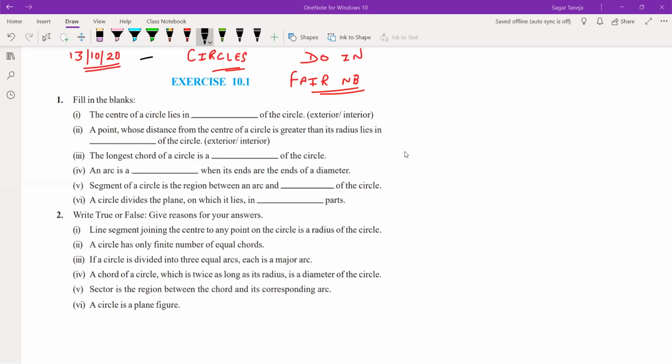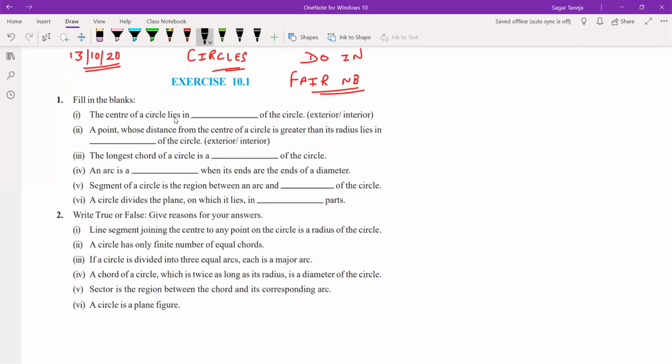By that time, read the fill in the blanks and try to solve them. We have discussed yesterday all the things which are written here in true and false and in fill in the blanks. Okay, now the fill in the blanks.